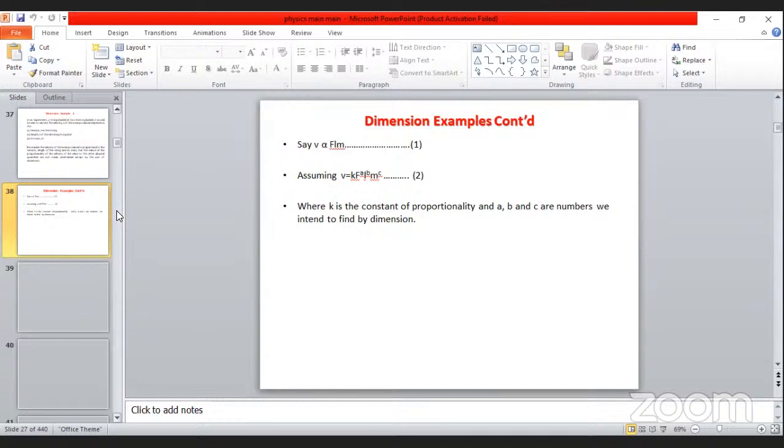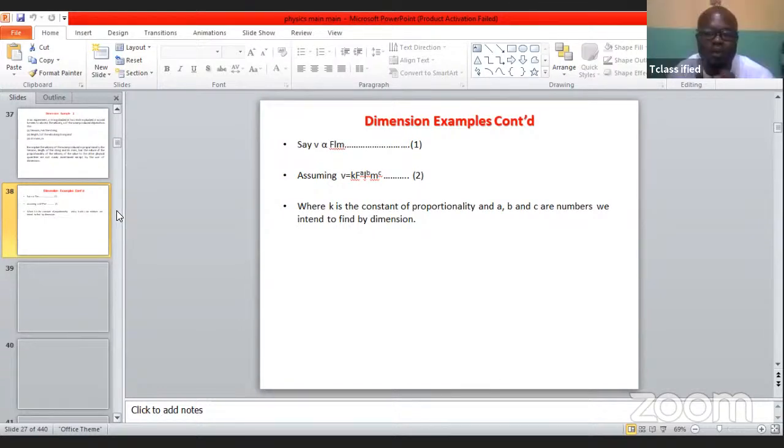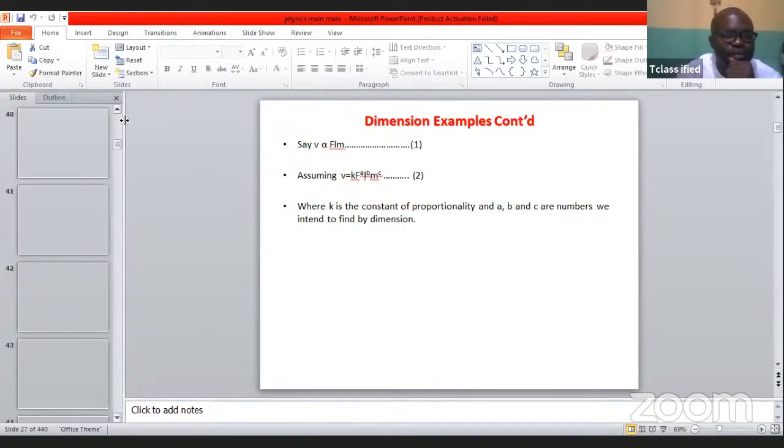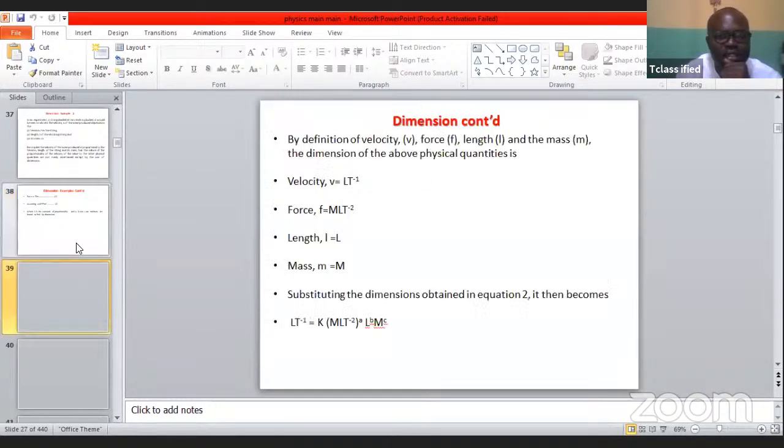Once you're done, write your name. Just write it on a piece of paper, snap, and send it to the WhatsApp group. Any of the WhatsApp group that you belong. If you belong to the special group, send there, but if you belong to the general group, also send there. Let me see them. Okay. So once I sign up, I want to see that.